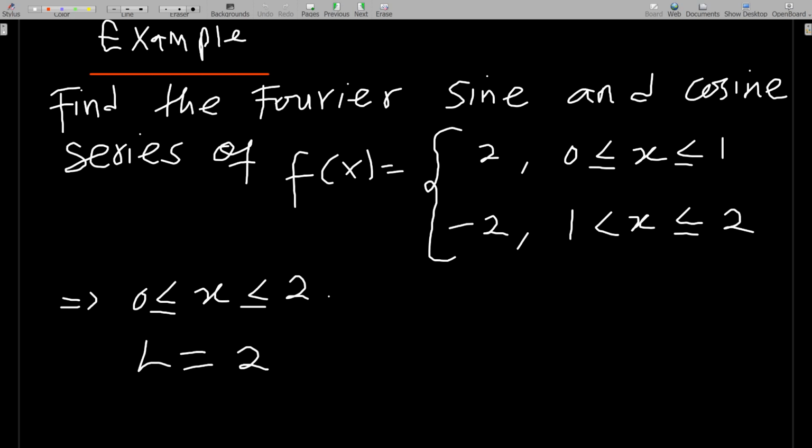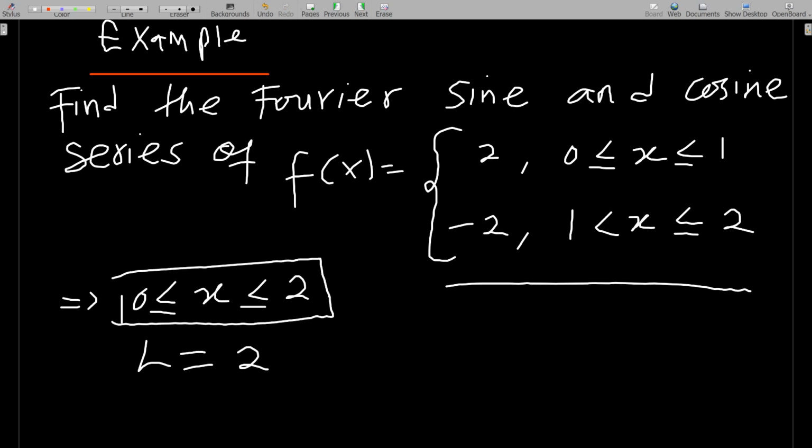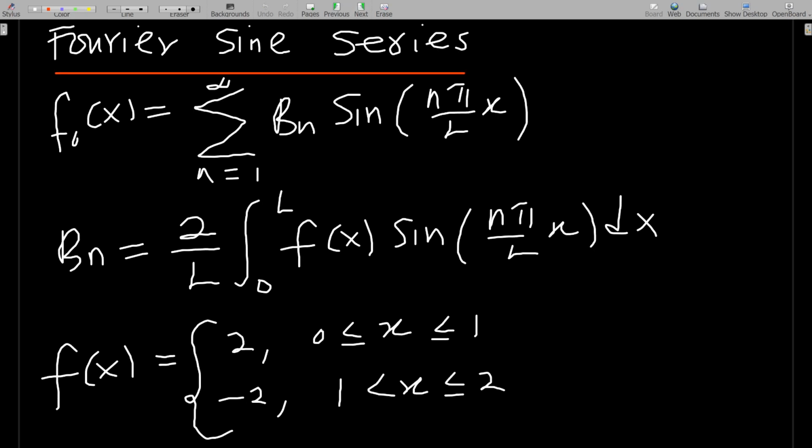Now let's try to find the Fourier sine and cosine series of f of x equals this. This one is a piecewise function. I chose this because I wanted to show you how to do that as well. Note that x is within the range 0 to 2, so there is no negative aspect in this. So this is a half range Fourier series, and here our L, that's the highest one, is 2.